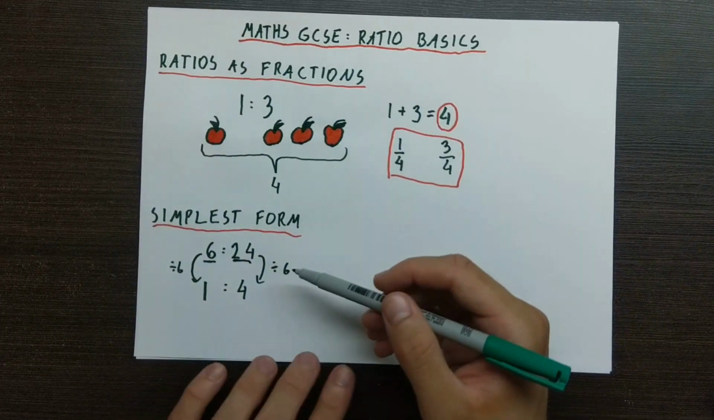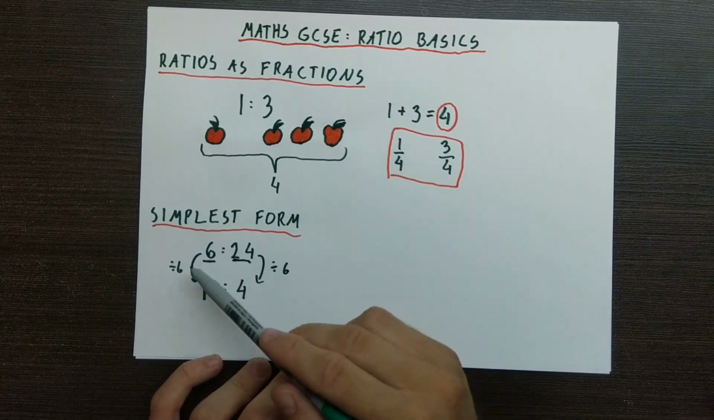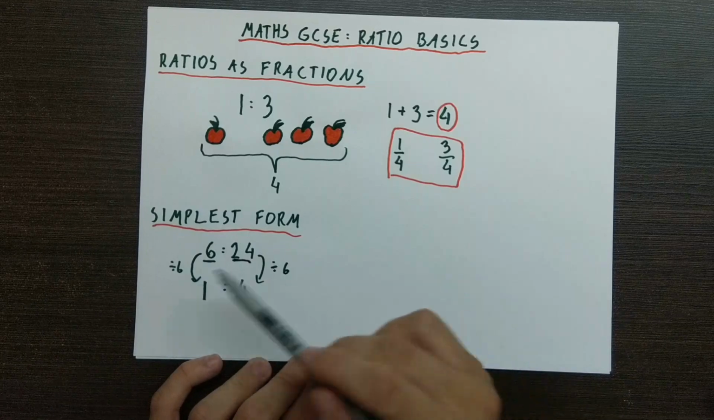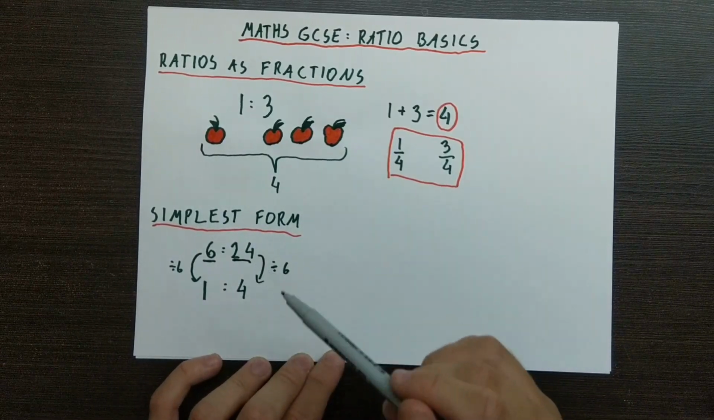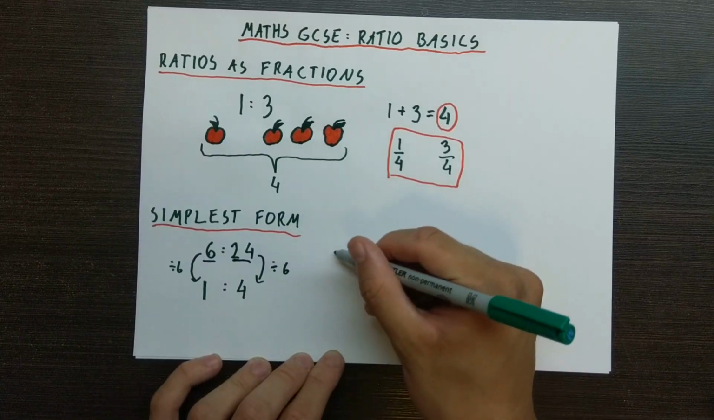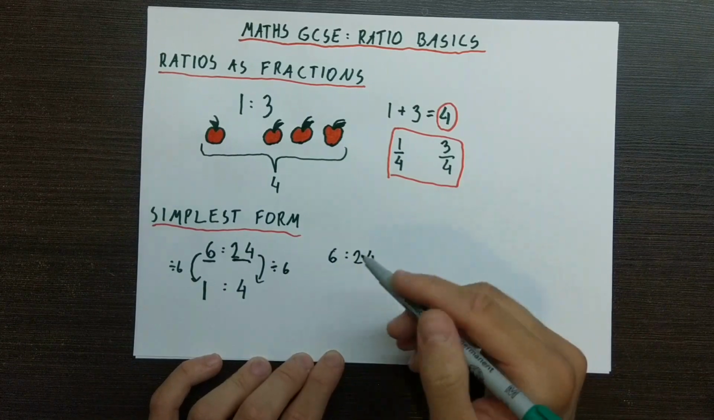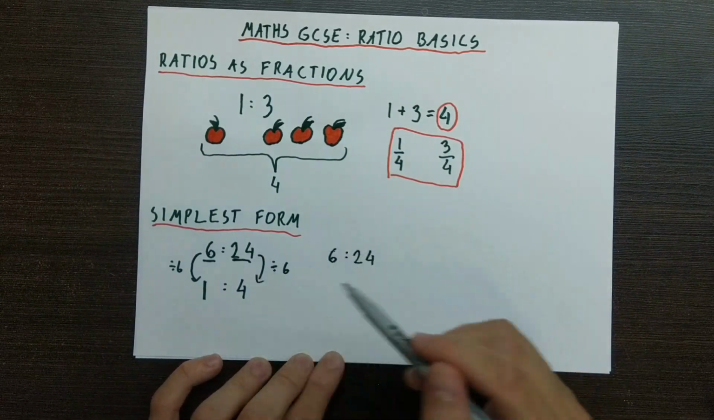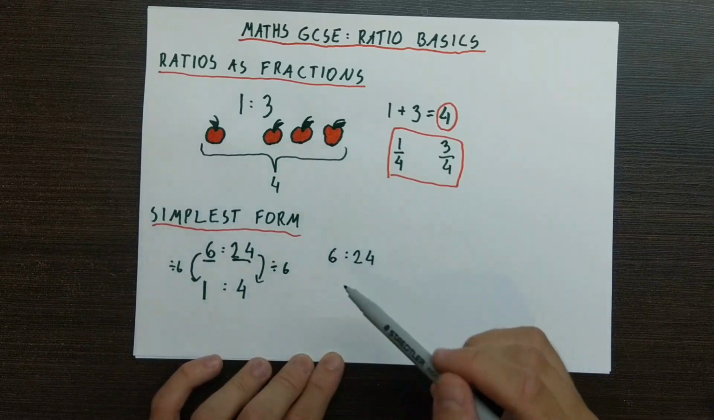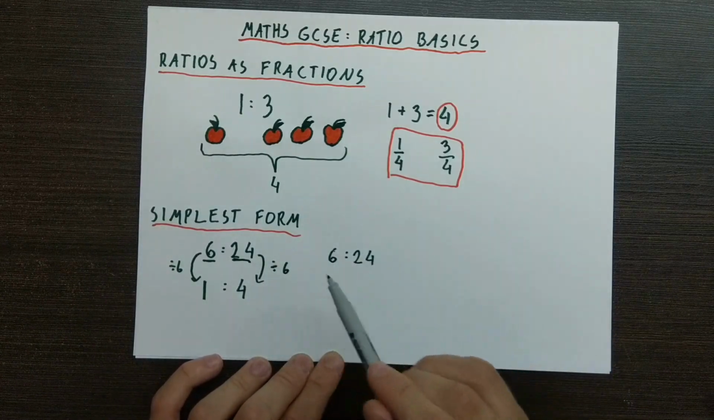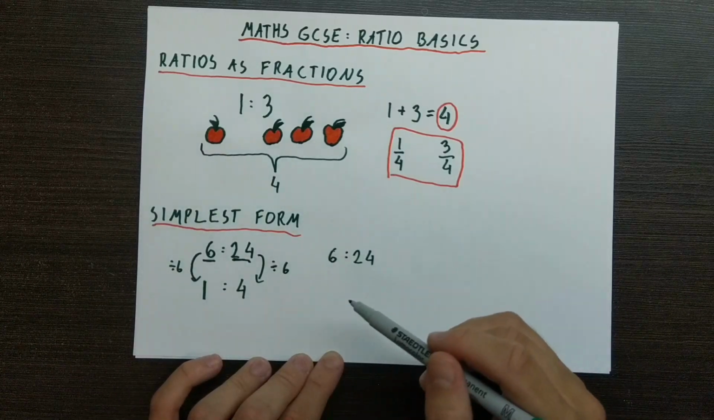However, what if these numbers were really large and you couldn't tell straight away what number we should divide it by? Well, don't worry about that. I have a little trick that should help you with that. So let's copy that down. 6 to 24, the same, because I'm just trying to show you the point here. So this way is the fastest way, but this way is the easiest way if it's not obvious to you what number you gotta divide both sides by.